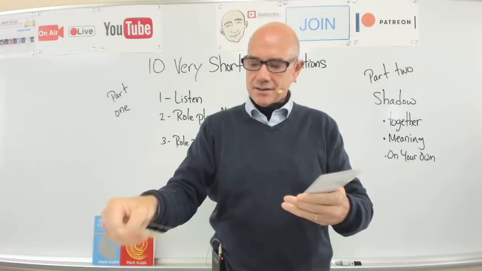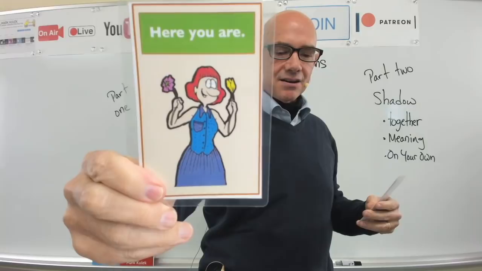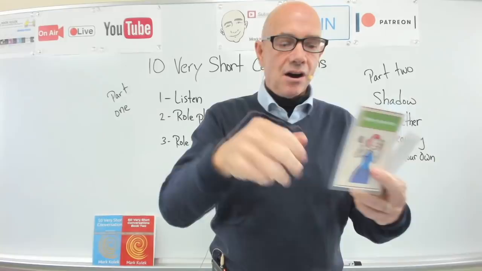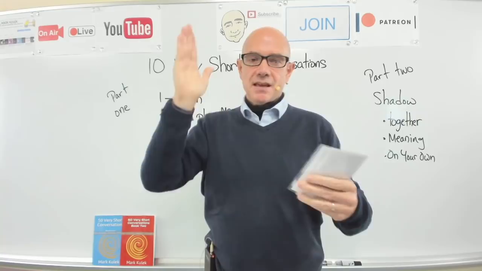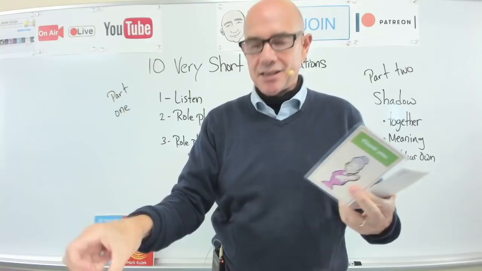Okay, next one. Here we go. Here you are. So here she is offering one of these flowers. Oh, here, have a flower. Here you are. Have a nice flower. Good. Then the reply, thank you. So here she offered her a flower, and so she is being polite and she says thank you, right? That's what we say. When someone gives you something, we say thank you.